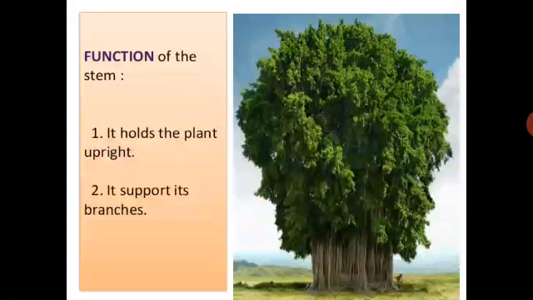First, it holds the plant upright. Upright means straight. It holds the plant upright. And number two, it supports its branches. Whenever a tree fully grows, it has too many branches, and those branches are supported by the stem.